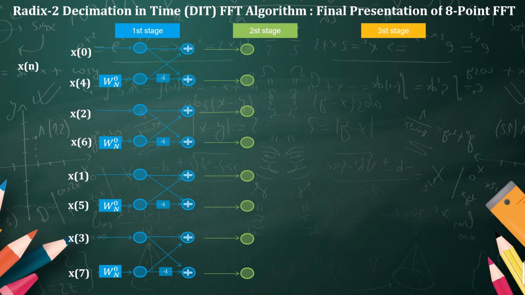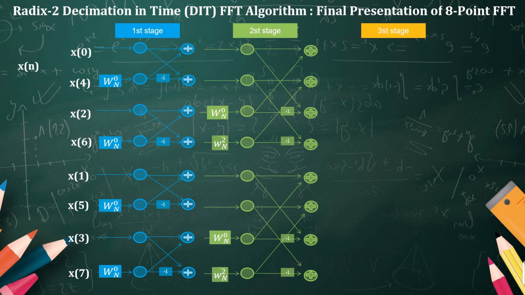In the second stage, the first 2 outputs taken are the same, and the third and fourth outputs are multiplied with Wn to the power of 0 and Wn to the power of 2 respectively. The operation continues by multiplying the third and fourth outputs with -1. Now here we use butterfly addition. The first 2 outputs are added with the second 2 outputs of x2 and x6, and the second 2 outputs are added with the first 2 outputs of x0 and x4. The same thing happens with the bottom 4 outputs.